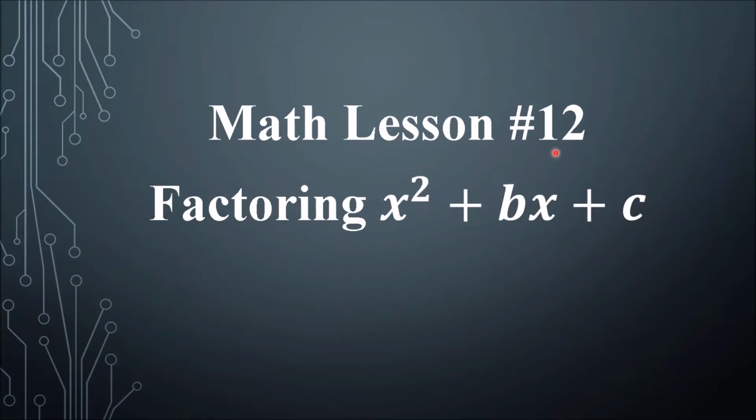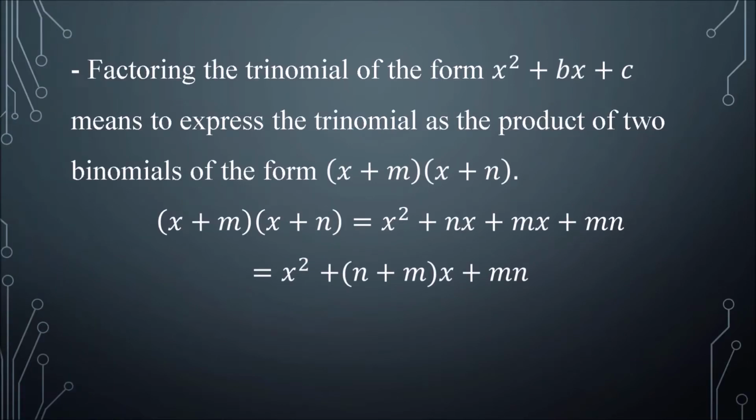Math lesson number 12. Factoring x squared plus bx plus c. Factoring the trinomial of the form x squared plus bx plus c means to express the trinomial as the product of two binomials of the form x plus m times x plus n. So the two binomials are x plus m and x plus n.